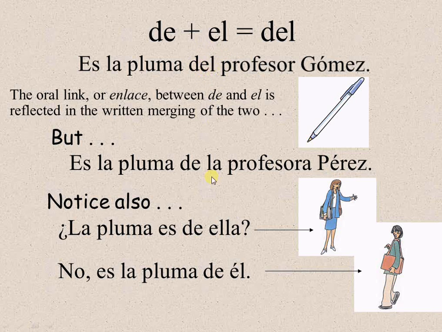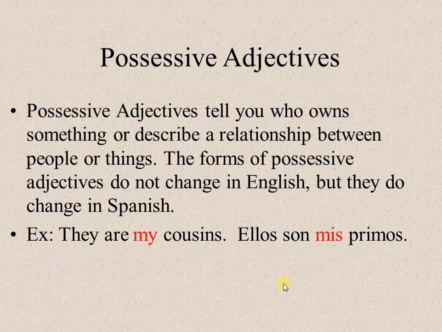Another way to show possession is using possessive adjectives. Possessive adjectives tell you who owns something or describe a relationship between people or things. The forms of possessive adjectives do not change in English, but they do change in Spanish. And I think we have seen some examples before. Let's see this one. They are my cousins. So you're going to use my here for everything that comes afterwards, no matter if it's singular or plural.